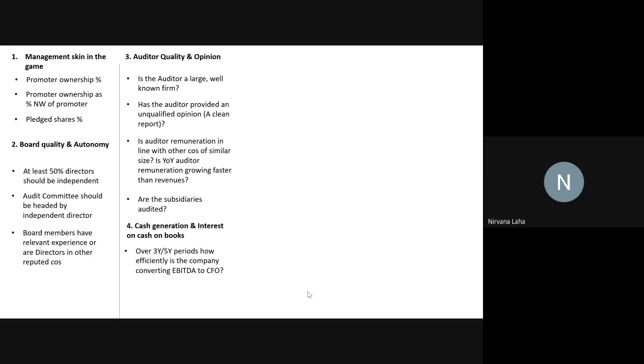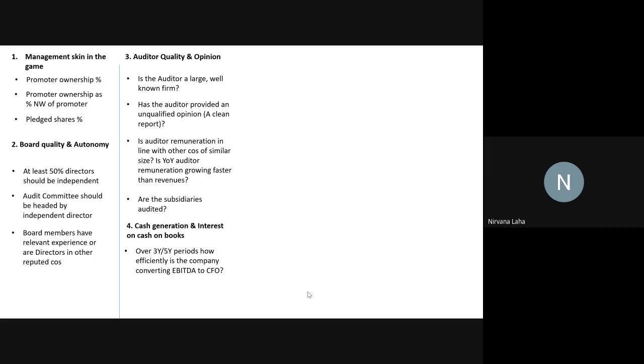So this first point I think is pretty well known. At least Bhavna, we have spoken about this multiple times. So we need to check whether the EBITDA that is being reported on the profit and loss statement is converting to cash flow from operations or not.